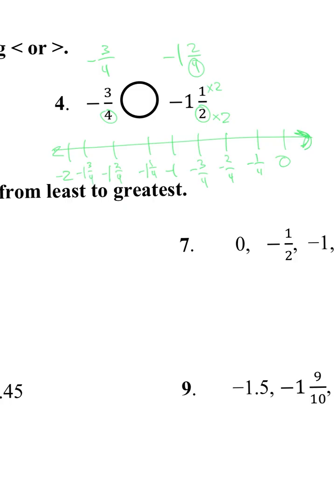So we've got -3/4, which is right here. Go and plot that. So -3/4. And then -1 1/2 is -1 and 2/4, which is right here. So out of those 2 points that I just plotted on this number line, which one is closest to 0? That would be -3/4. So -3/4 is larger than -1 and 1/2, or -1 and 2/4.